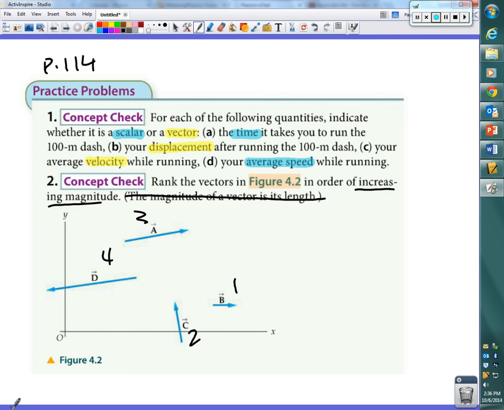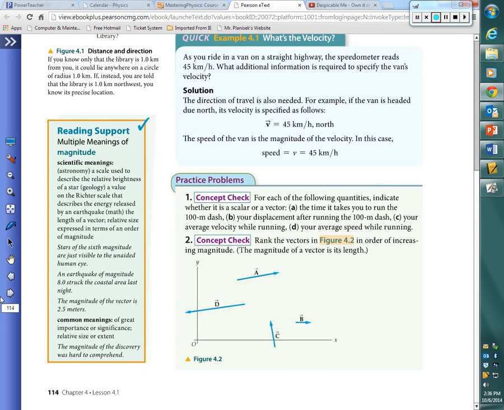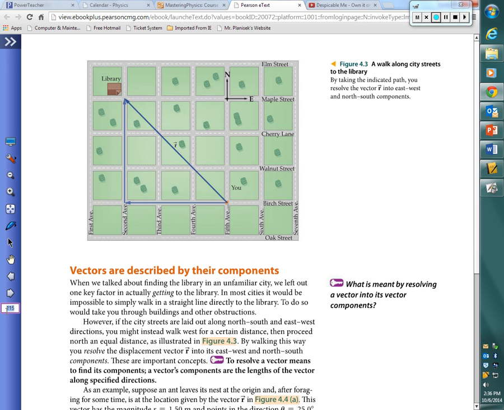Okay. Next, again, not in your packet, I really wish I would have put it in your packet, but I didn't. On page 115. So if you want to open your book, page 115, figure 4.1 on 114.